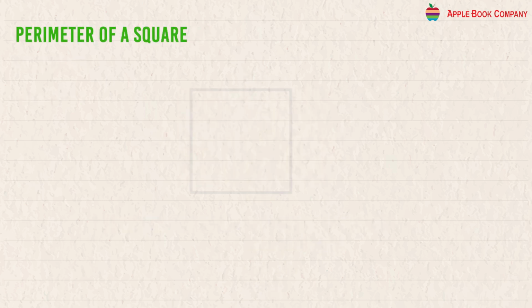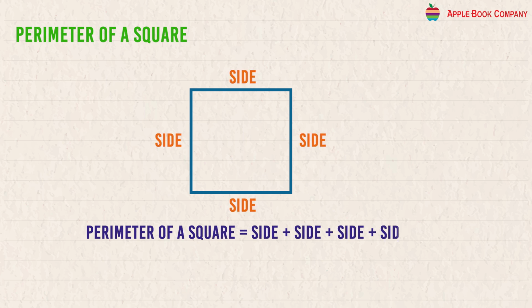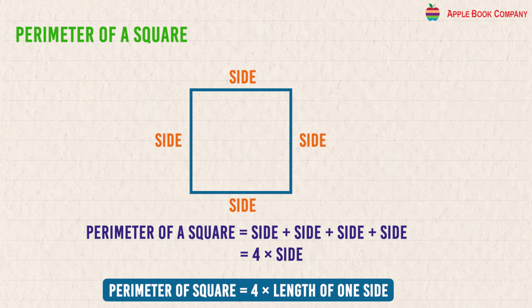Perimeter of a square. A square is a plane figure whose all four sides are of equal length. Perimeter of a square is equal to side plus side plus side plus side, equals 4 into side. Therefore, perimeter of a square is equal to 4 into length of one side.